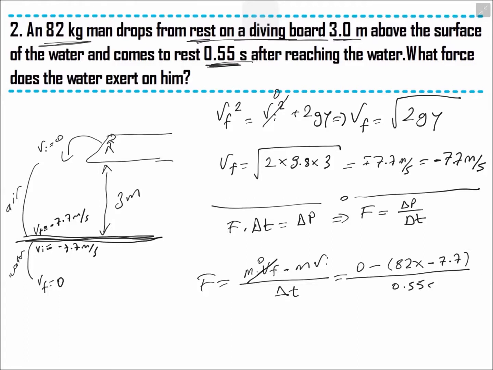So the force will be 1.1 times 10 to the 3 Newtons, and the direction will be up.